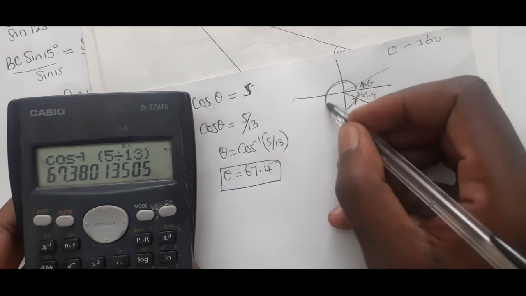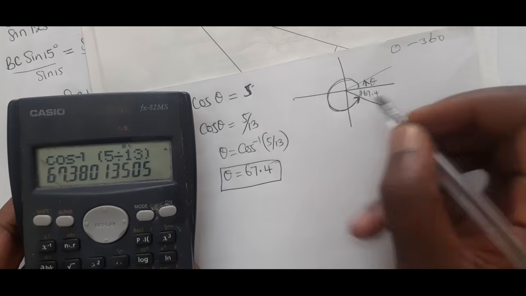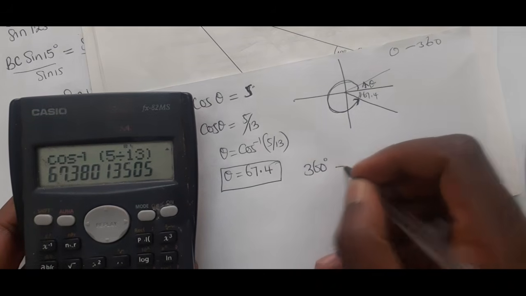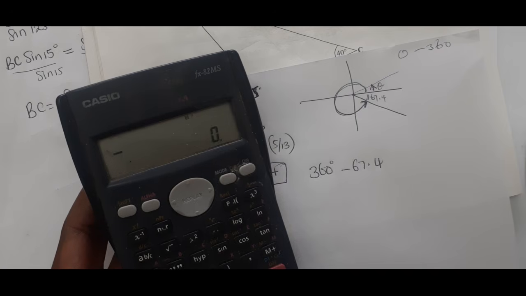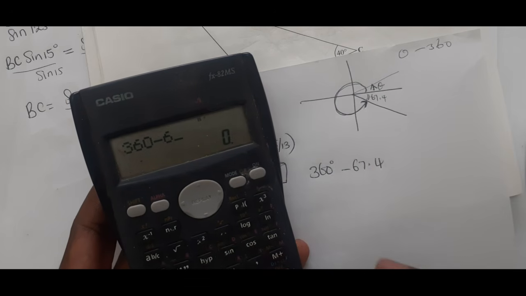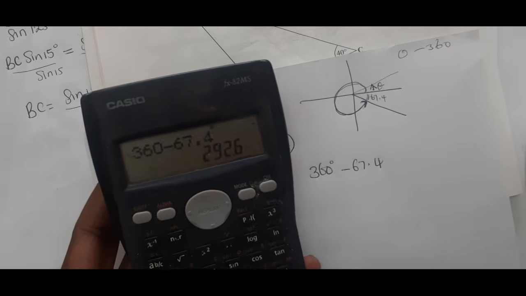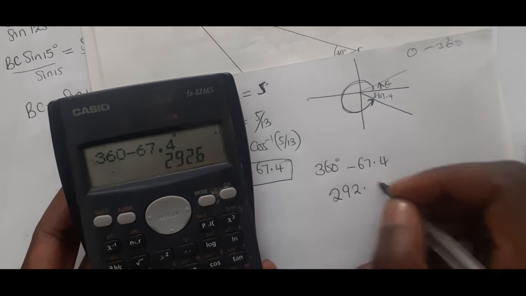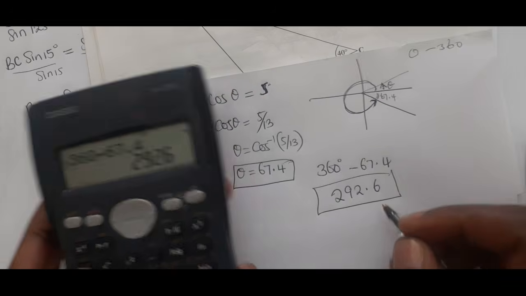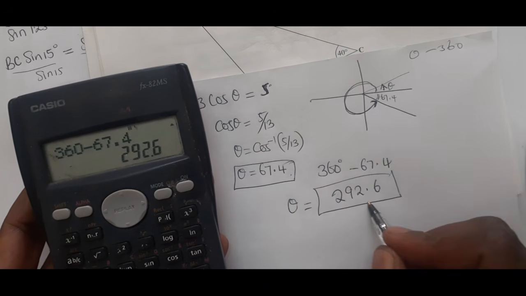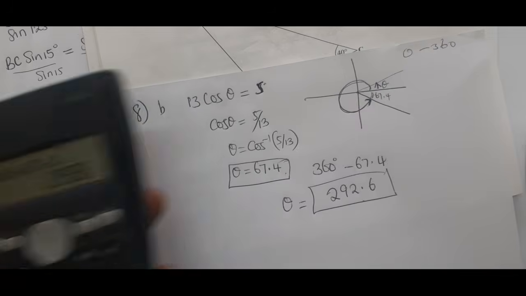So to get the other angle of cos, we are going to say 360 degrees minus 67.4. What do we get? We're going to get 292.6. So these are the angles that we're going to deal with for theta. We're going to have this one in the first quadrant and this one in the fourth quadrant. So they are supposed to be 2.